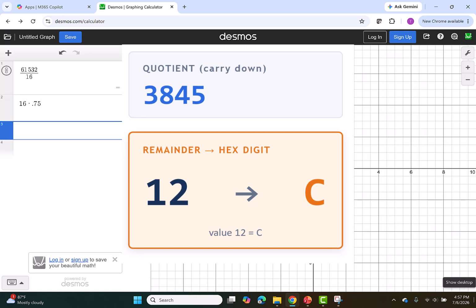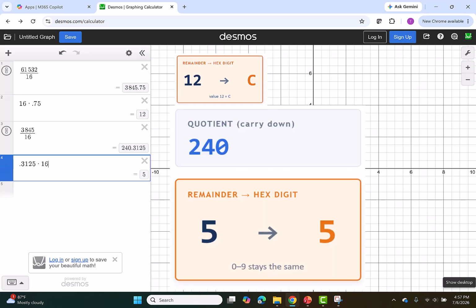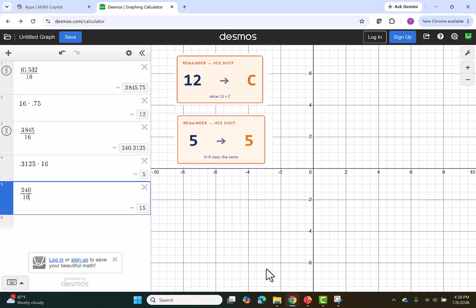Now, we'll take our quotient, 3,845, and we'll divide by 16 again. This time, we get 240.3125. So like last time, we're going to take the 0.3125 and multiply by 16. This gives us 5. That's our second remainder. We repeat the process again. We take 240, we divide by 16. This time we get 15. Notice there's no decimal. That says our remainder is 0.